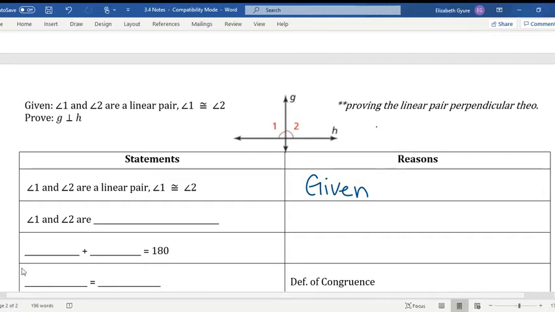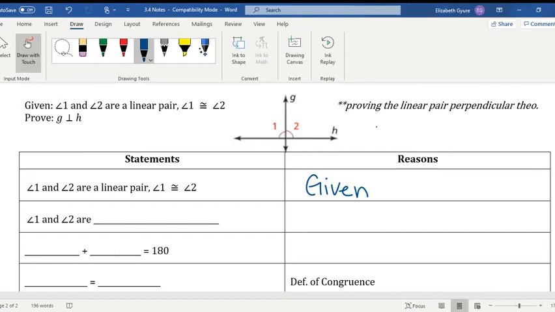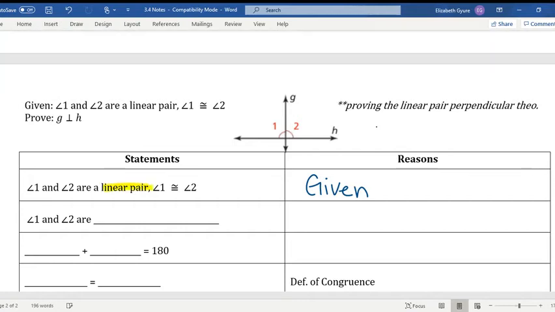Okay, so angles 1 and 2 are a linear pair and angles 1 and 2 are congruent. Now, use your context clues, use your vocab. Do I give you guys a vocab word in the given? What vocab word is in your given? Linear pair. If I give you a vocab word, should you use it? Yes. Should you kind of always have that chapter 2 vocab sheet handy? Yeah, probably. Okay. So does anyone remember what a linear pair is going to give you?